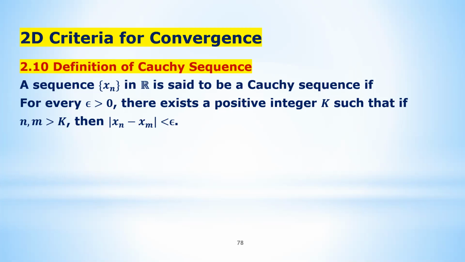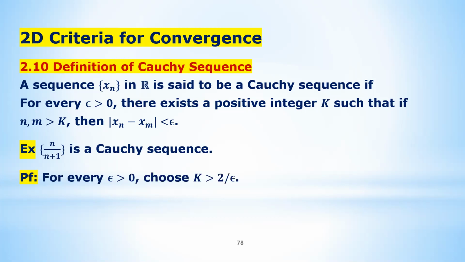And how do you verify a sequence is a Cauchy sequence? Let's think about this sequence, n over n plus 1. We're going to show that this is a Cauchy sequence. This means that you want to verify that the final inequality is less than epsilon. So this is what we can do. For every epsilon greater than 0, I'm going to choose k greater than 2 over epsilon. Since epsilon is small, 2 over epsilon can be a huge number. So I'll pick a k greater than this.